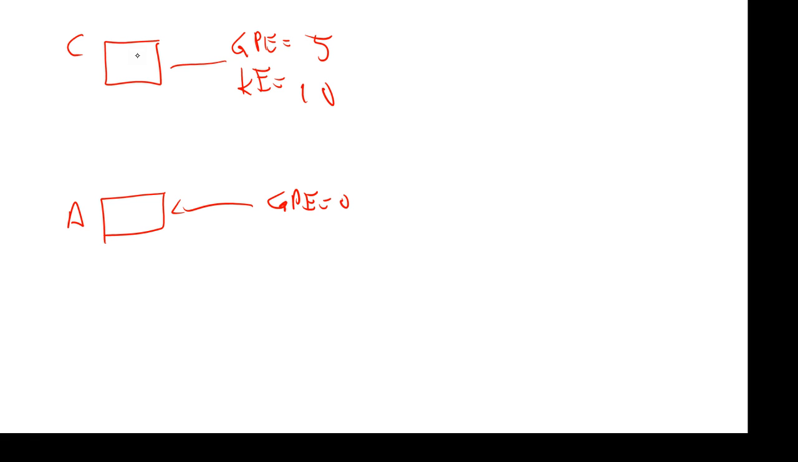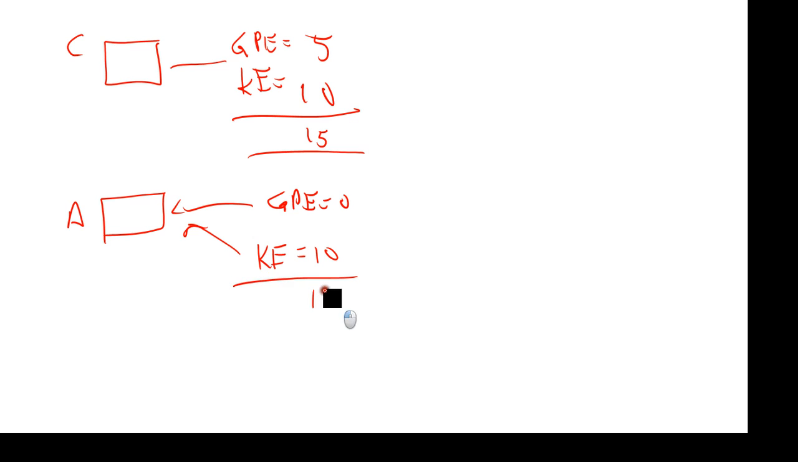At C and at A. Here, GPE is max, right? Here, GPE is 0. Here, KE is, let's say, 10. Let's say the max GPE is 5. Okay? And here, the KE, is it the same? Also 10. So what's the total energy? Total energy here is 15. Total energy here is 10.